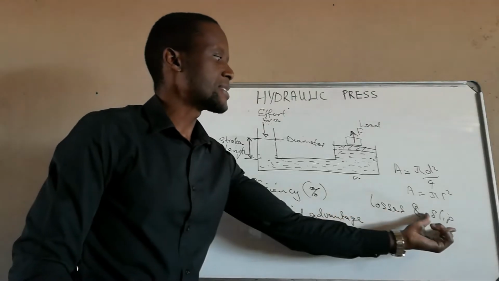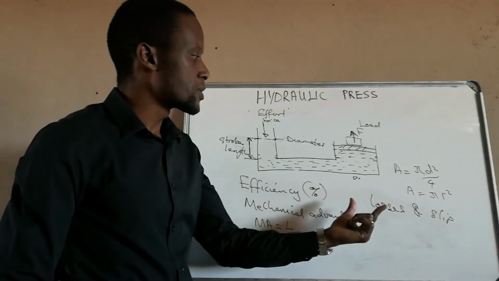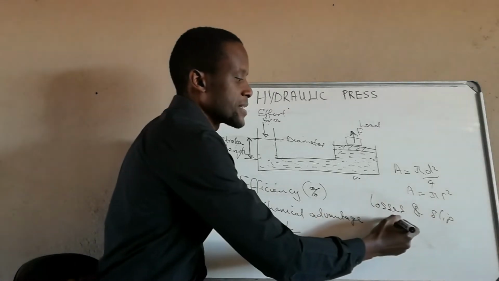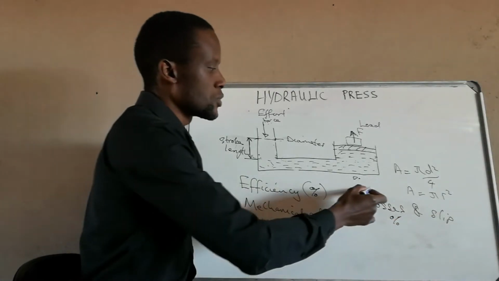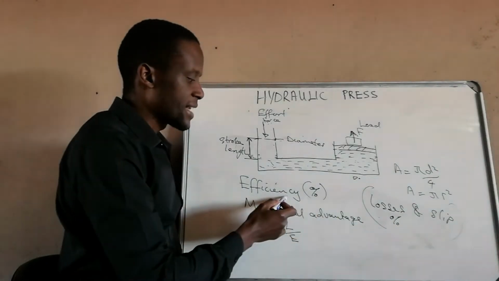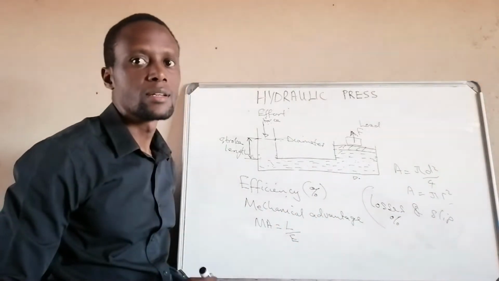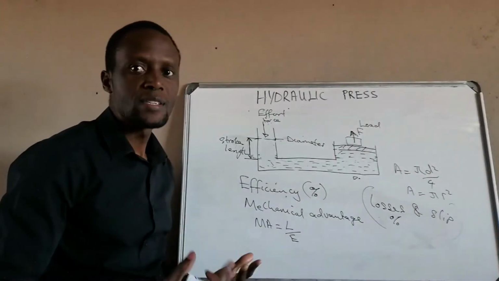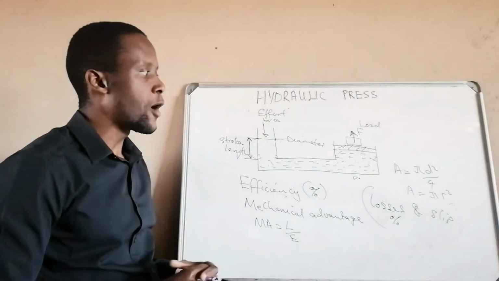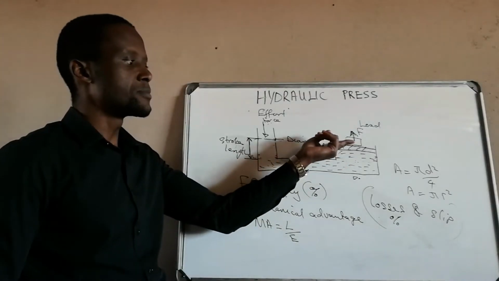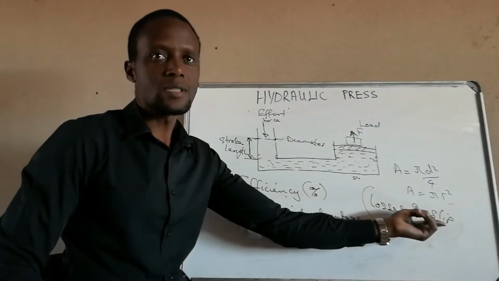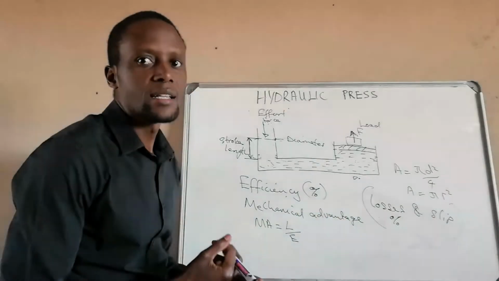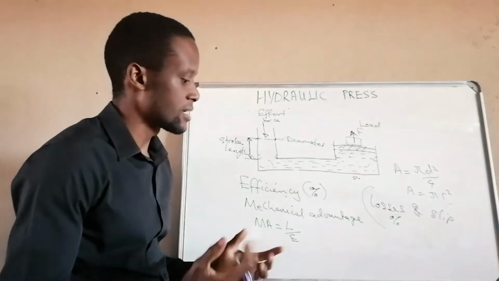So with losses and slip, these two will be considered as percentages as well, but these two are failures on the efficiency of the hydraulic press. With losses, it's just a percentage of how much is being lost, how much of the height is being lost, or it slips by so much. So with a hydraulic press, just like any other machine, it will have its losses and its slip.